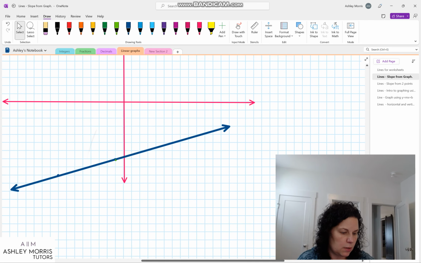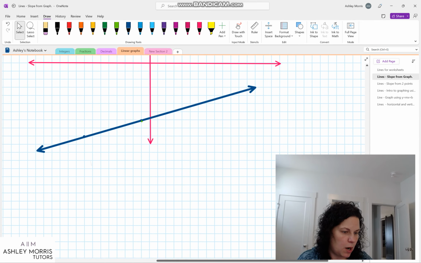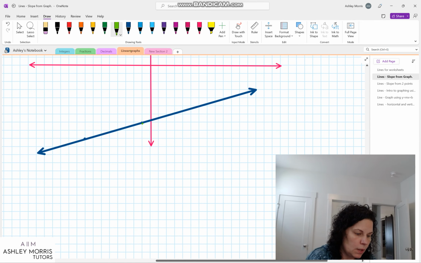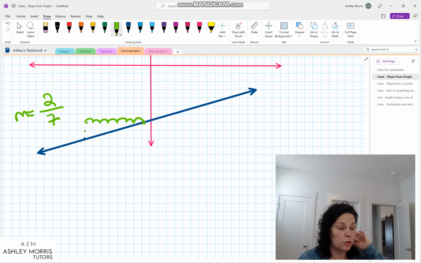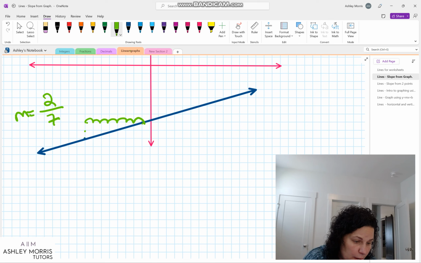Where's this one? Oh, there it is. Okay, here we go. All right, pause. So you can try that one. Let's count up. 1, 2, and then 1, 2, 3, 4, 5, 6, 7, and over 7. Positive slope, it goes uphill. So 2 over 7. And if I did this really well, 1, 2, 1, 2, 3, 4, 5, 6, 7, it gets back on the line.